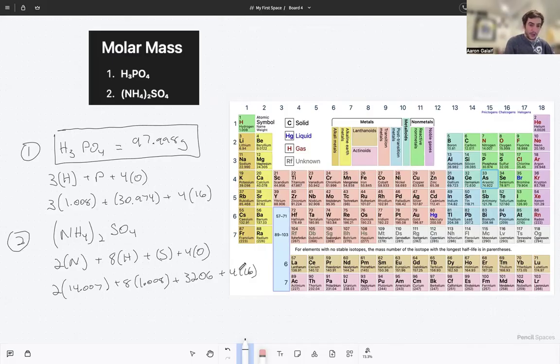Then again, we just plug and chug this into a calculator. Make sure you use your parentheses because it's very easy to get a careless mistake. And you don't want a careless mistake after doing all this hard work. We plug all that in and we see that this molar mass is going to be 132.138 grams.